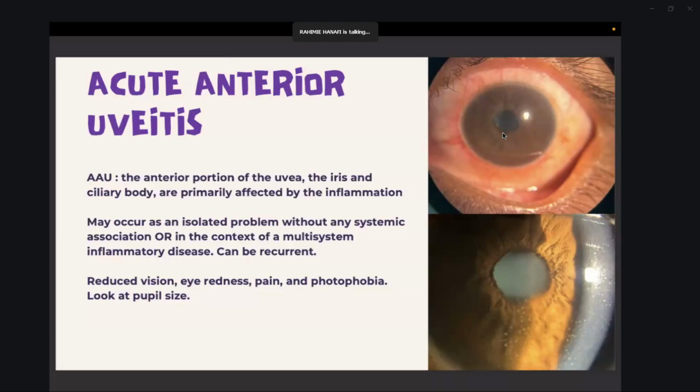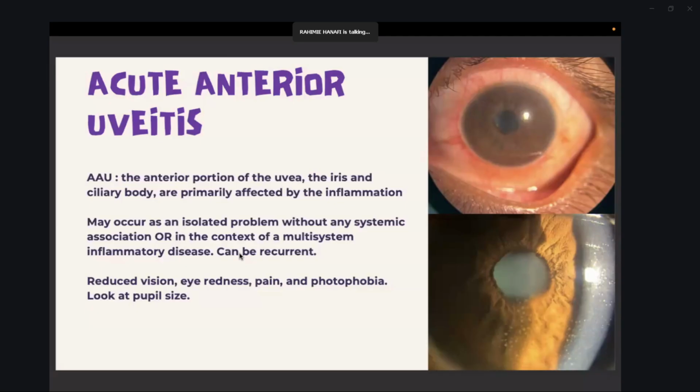Okay, so this actually signifies there's a posterior synechiae, a part of inflammation going on at the iris margin. Okay, so AAU, the anterior portion of the uvea, iris, and anterior body, is primarily affected by the inflammation. It can occur as an isolated problem without any systemic association or in the context of a multi-system inflammatory disease, and it can also be recurrent.